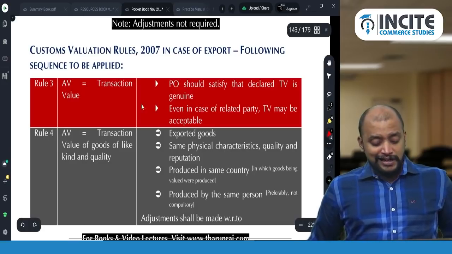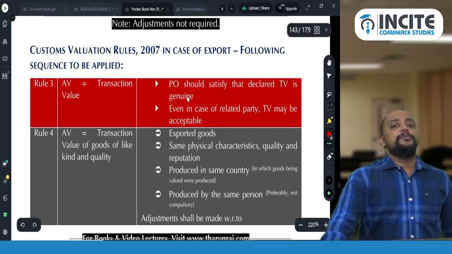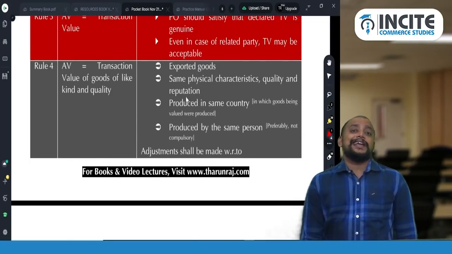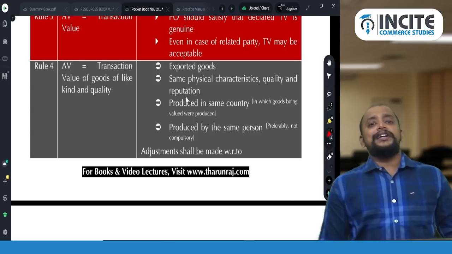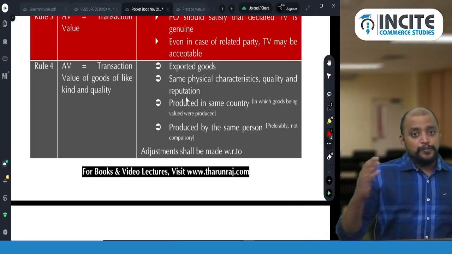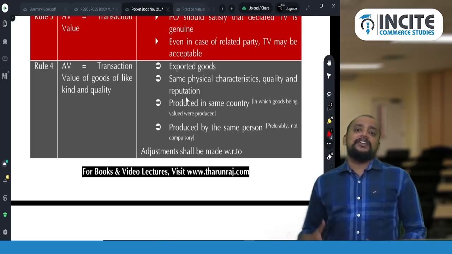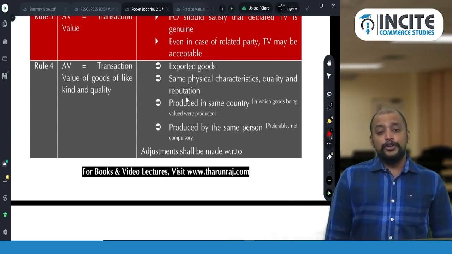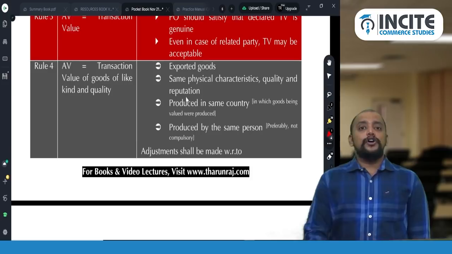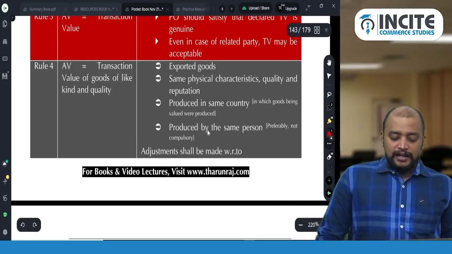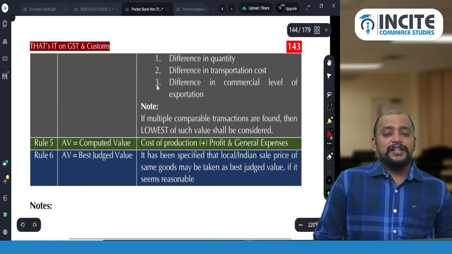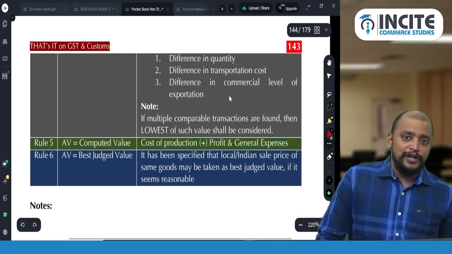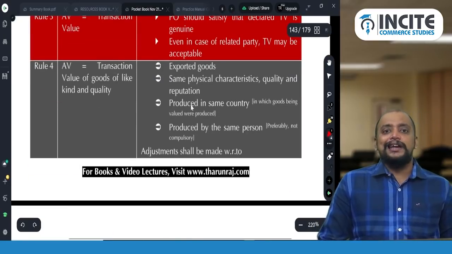So if the officer rejects the export value, then FOB price will not be taken. Then what will be taken? Transaction value of goods of like kind and quality. This like kind and quality is like your identical goods. So exported goods having the same physical features, quality and reputation, produced in the same country, by the same person. All these conditions. And adjustment shall be made for difference in quantity, transportation, commercial level, and if more than one price, the lowest price. So this is ditto like identical goods.